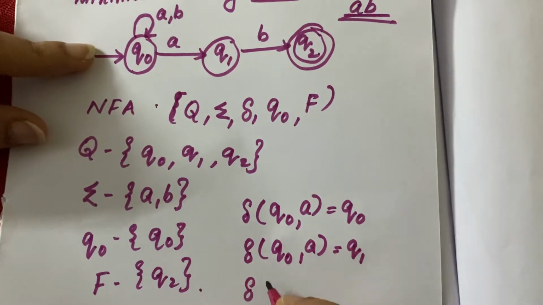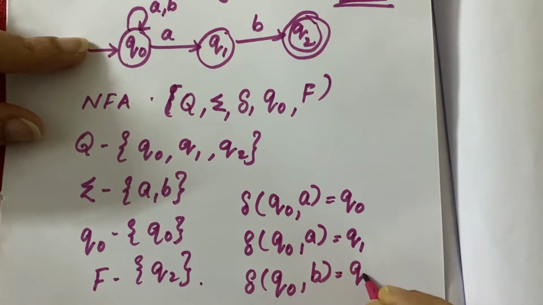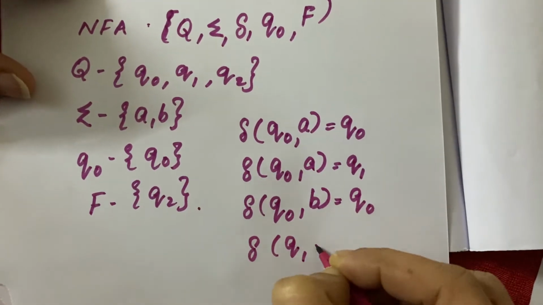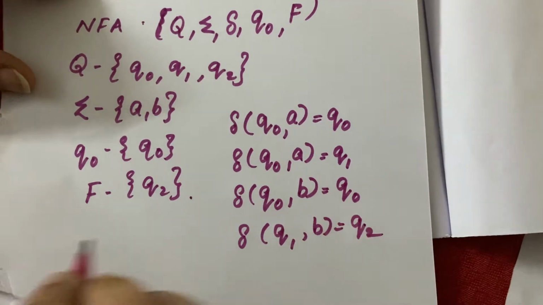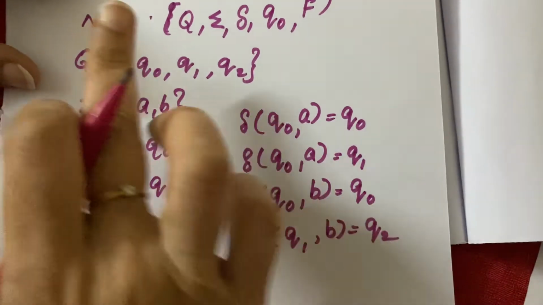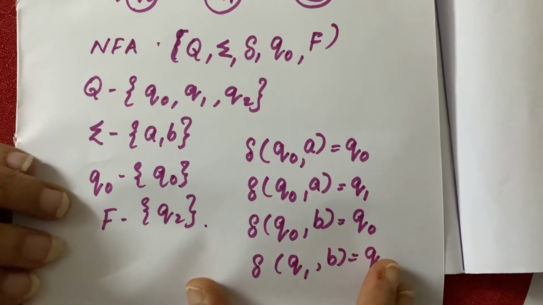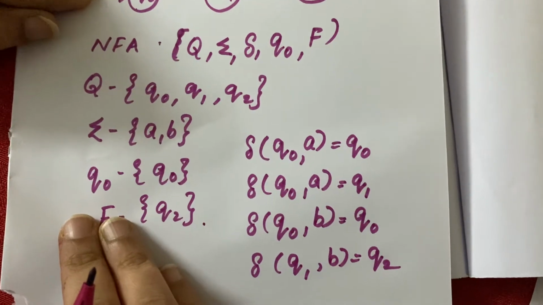Next, Q0 on accepting B goes to Q0 itself. Next, Q1 on accepting B goes to Q2. So these are the four transitions according to this particular NFA. This is your transition function. So this is the mathematical representation of this particular NFA.